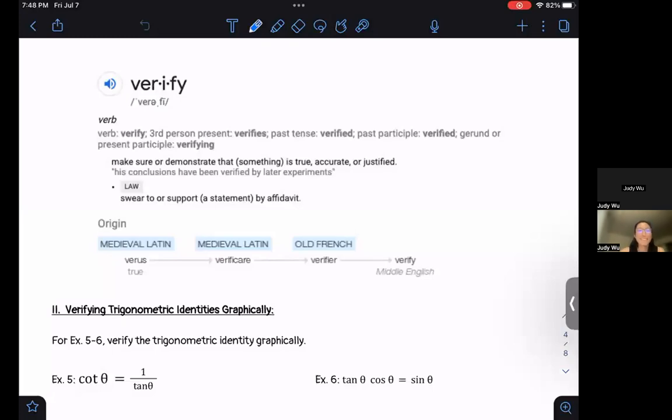Hi folks, welcome back to 7.1 part 3. And so in this video, we're going to take a look at verifying trig identities, okay?